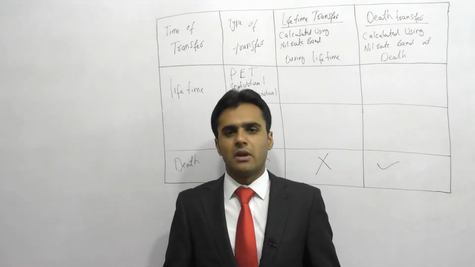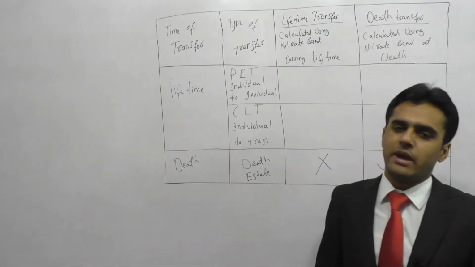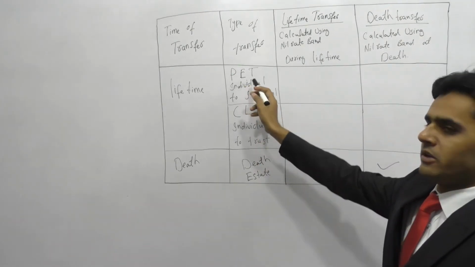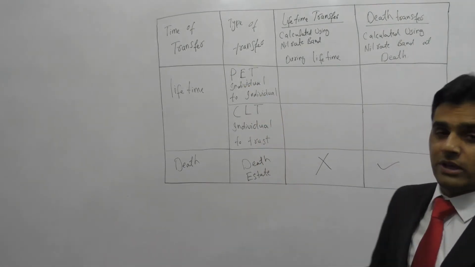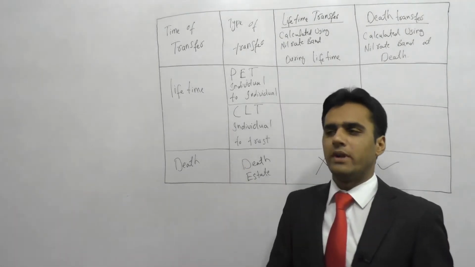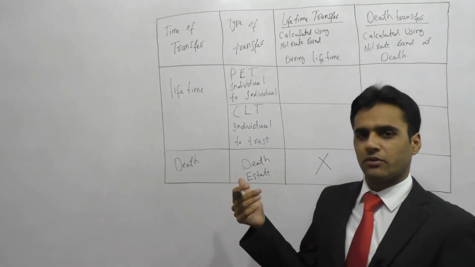C or whoever, so when one individual transfers to another individual, it is called a potentially exempt transfer. So as you can see here, it is PET. So it's not the pet that you keep at home, obviously. So it is potentially exempt transfer. When one individual transfers a gift to another individual, it is a potentially exempt transfer.